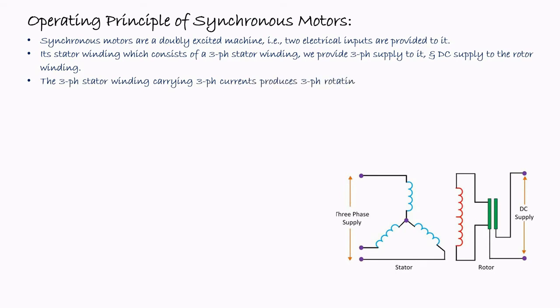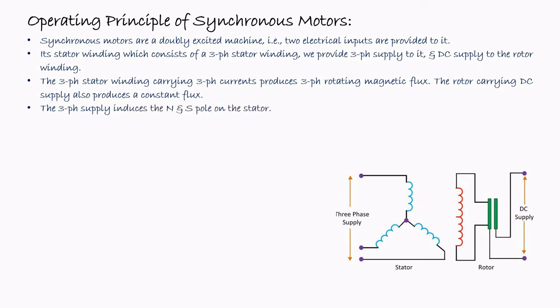The three-phase stator winding carrying the three-phase current produces a three-phase rotating magnetic field. The rotor carrying the DC supply also produces a constant flux. When the three-phase power supply is given to the stator winding, as we already discussed in the case of the three-phase induction motor, due to the three-phase balanced supply, the resultant magnetic field will be rotating in nature. So here also a rotating magnetic field is produced in the stator, whereas when the DC supply is given to the rotor winding, a constant magnetic field is produced there.